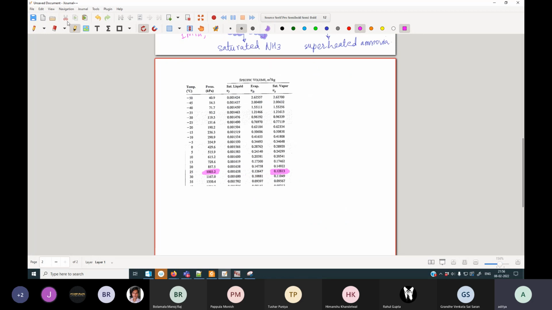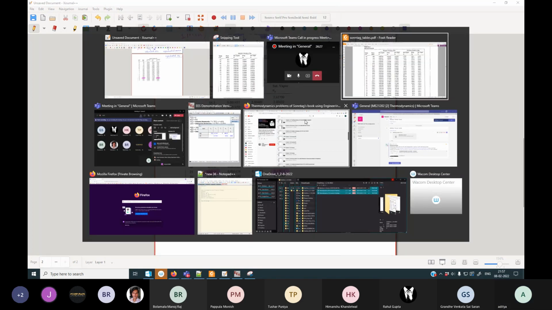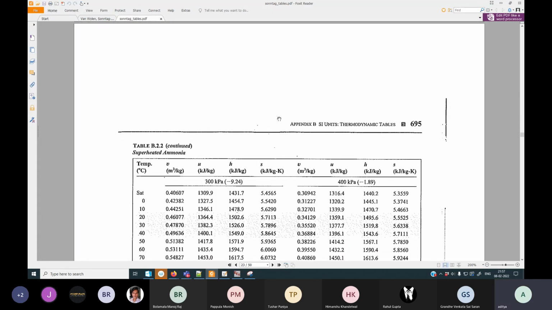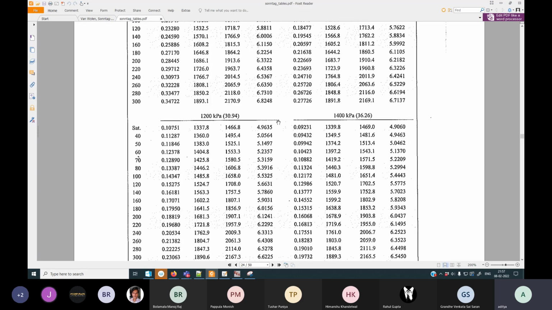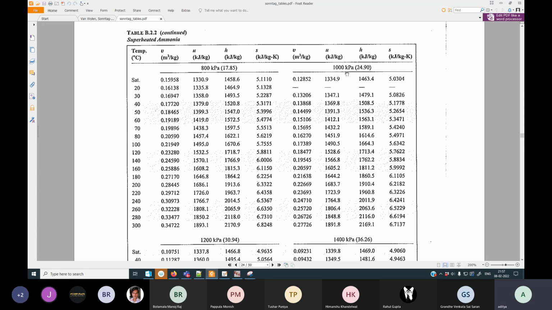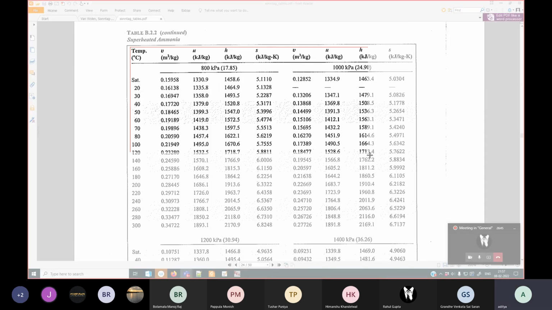So what does that mean? We should then look up the superheated ammonia tables, right? This should be clear to everyone. There should be no doubt in this. So let us go to superheated ammonia, and inside superheated ammonia, we will look up the 1000 kilopascal data. This is the 1000 kilopascal data for superheated ammonia. Let me take a screenshot of this.